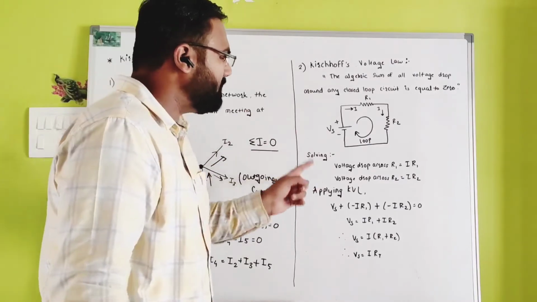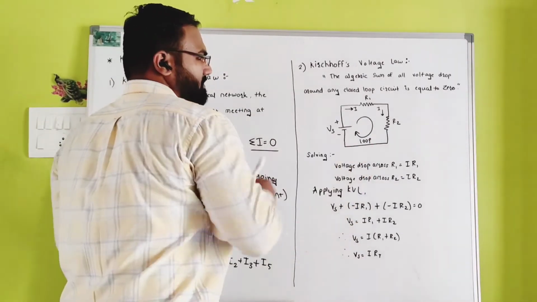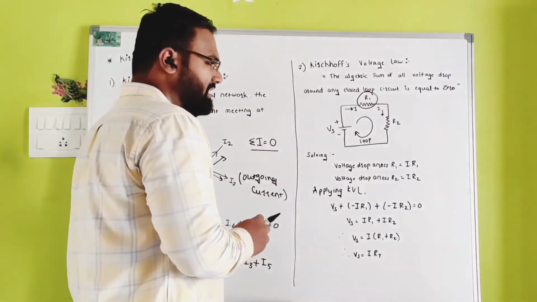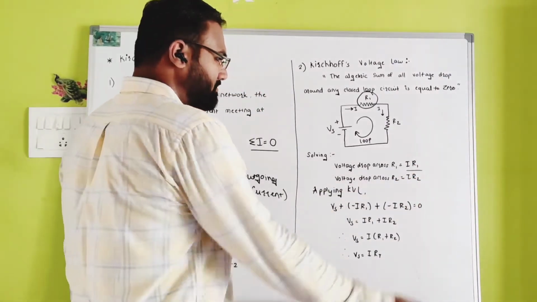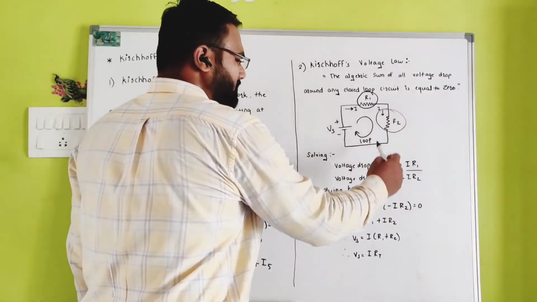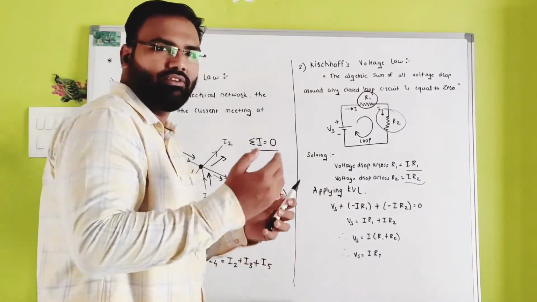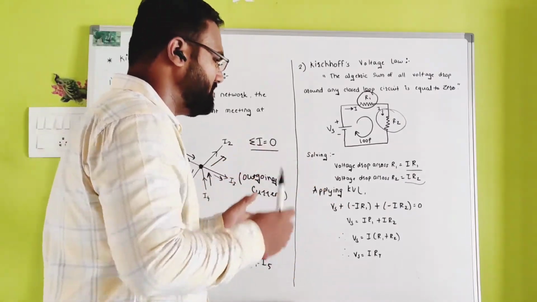Now, first of all, what do we have to do? We have to find out the voltage drop across R1. So, what is the formula for that? Ohm's law: I multiplied by R1. Similarly, for R2, I multiplied by R2. We get the values VR1 and VR2, that means the voltage drop across resistance 1 and the voltage drop across resistance 2.